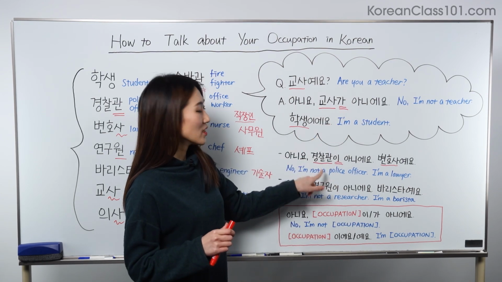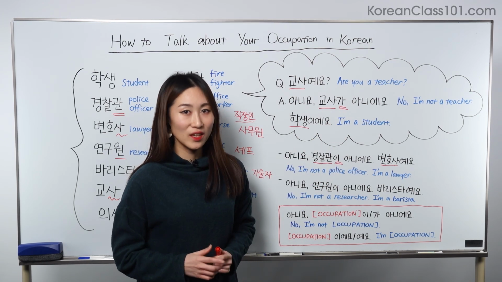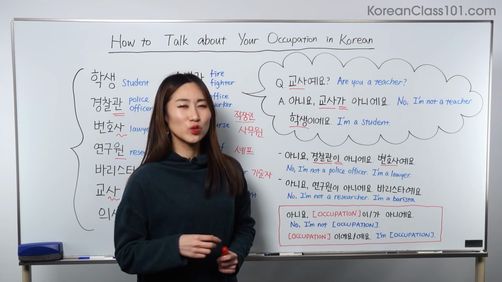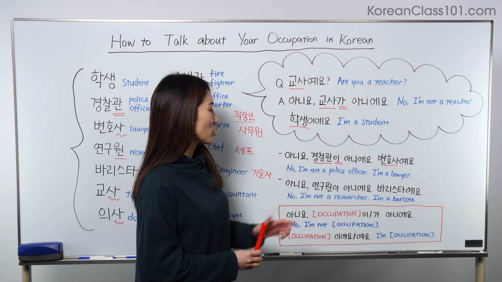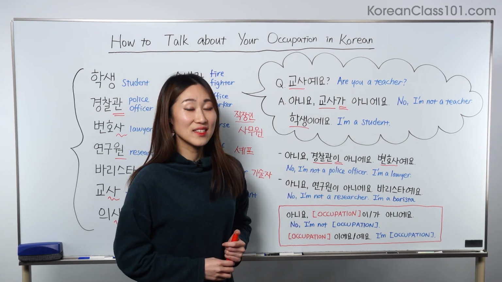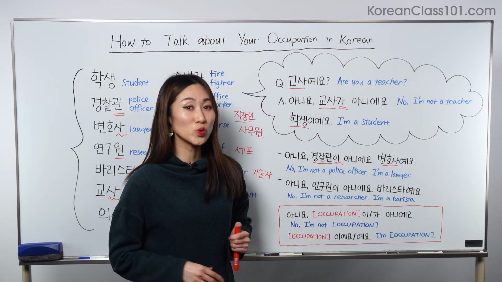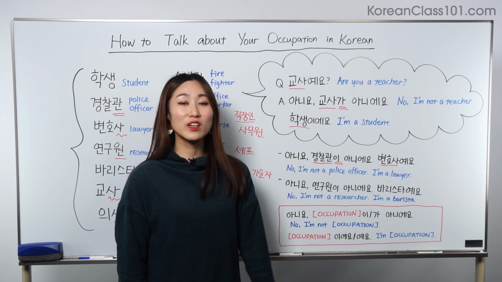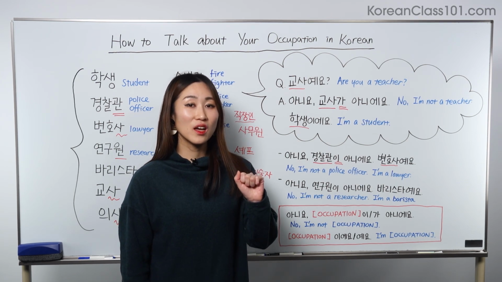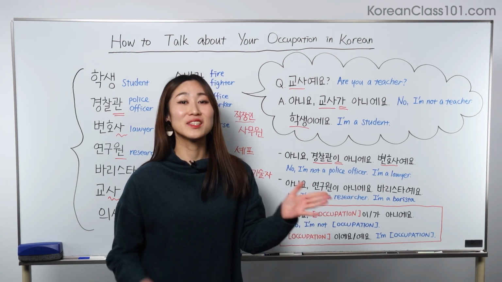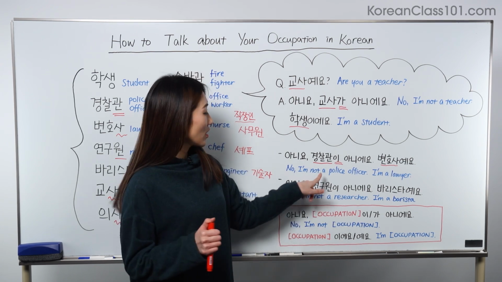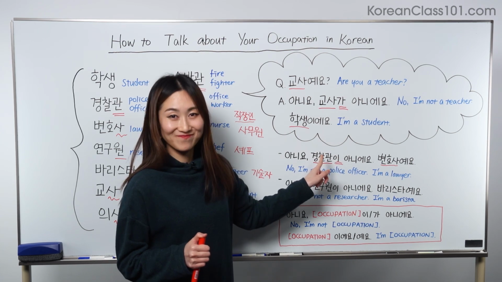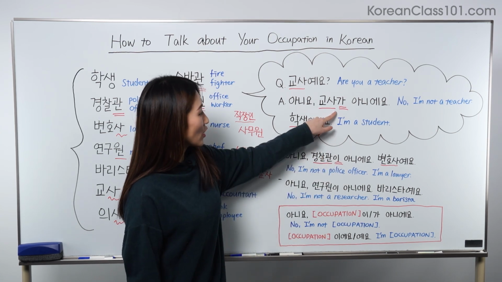How about this? 경찰관. Do you hear the N sound at the end of this word? 경찰관. Yes, it ends with a consonant. When the word ends with a consonant, we use 이. So there are two subject marking particles. Which one would you use? It depends on the last letter of the word.